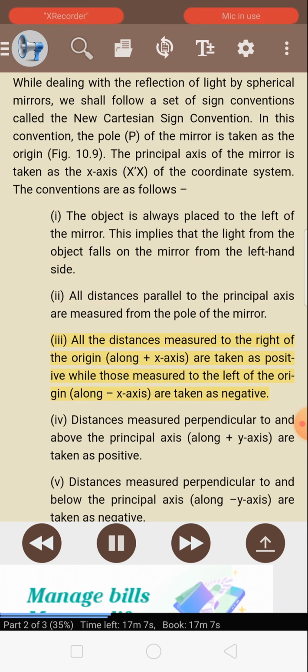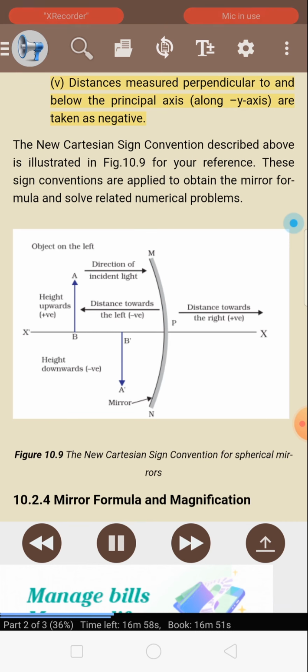III. All the distances measured to the right of the origin, along plus x-axis, are taken as positive, while those measured to the left of the origin, along x-axis, are taken as negative. IV. Distances measured perpendicular to and above the principal axis, along plus y-axis, are taken as positive. V. Distances measured perpendicular to and below the principal axis, along y-axis, are taken as negative.